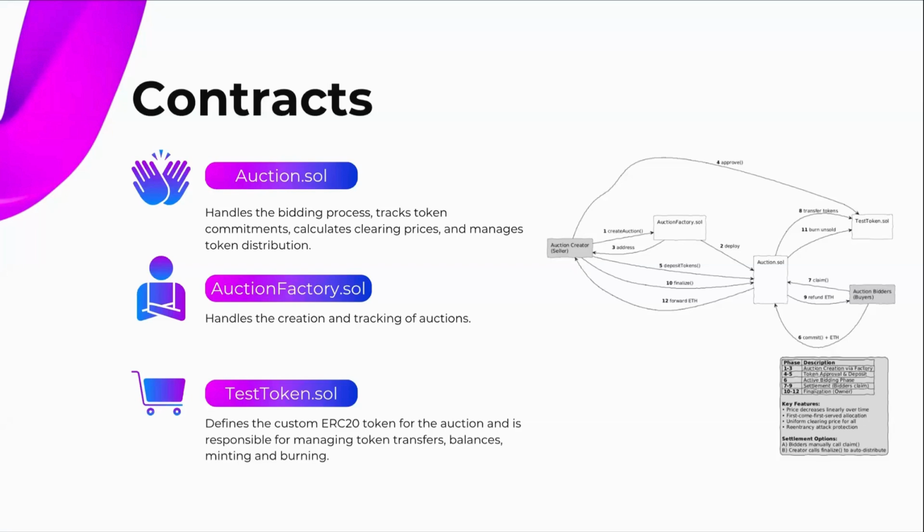The auction factory is the auction manager which controls and registers all auctions. It deploys new auctions and tracks all active and completed auctions so users and the front end can easily discover them. The test token is a custom ERC20 token which is used in the auction. It implements the standard ERC20 interface for token transfers and balances, and supports minting and burning, allowing the system to issue new tokens for auctions or destroy unclaimed tokens.